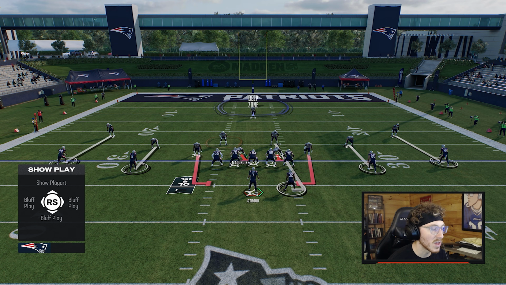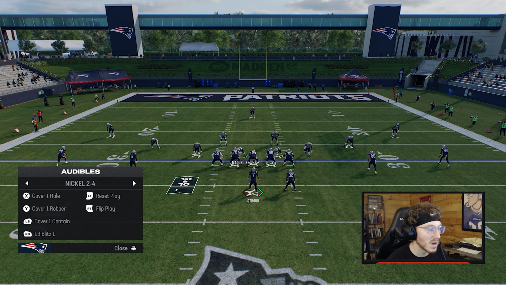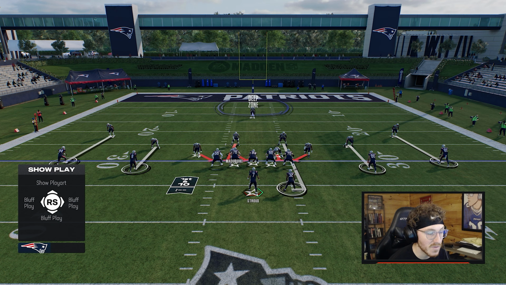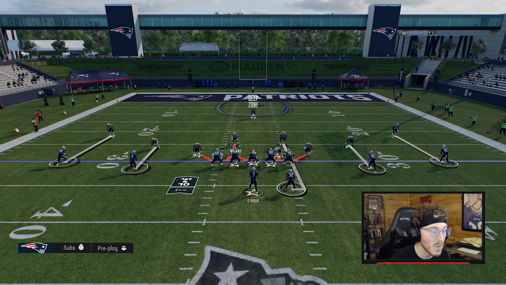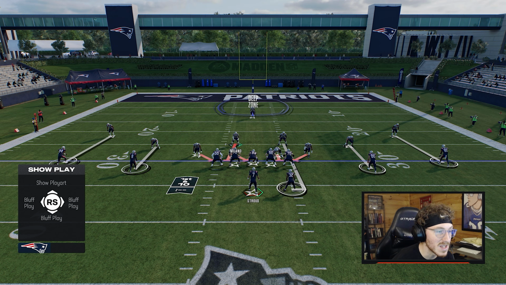That's what you're going to get with a QB contain look. And then the last one here is going to be LB blitz 1. You may see these called different things in different formations, but essentially that extra defender is now a blitzer. We still have the deep middle zone, we still have everybody manned up, but that extra defender, rather than being in a zone or a QB spy, is going to be blitzing, and we're now going to be sending 5 in a look like this.